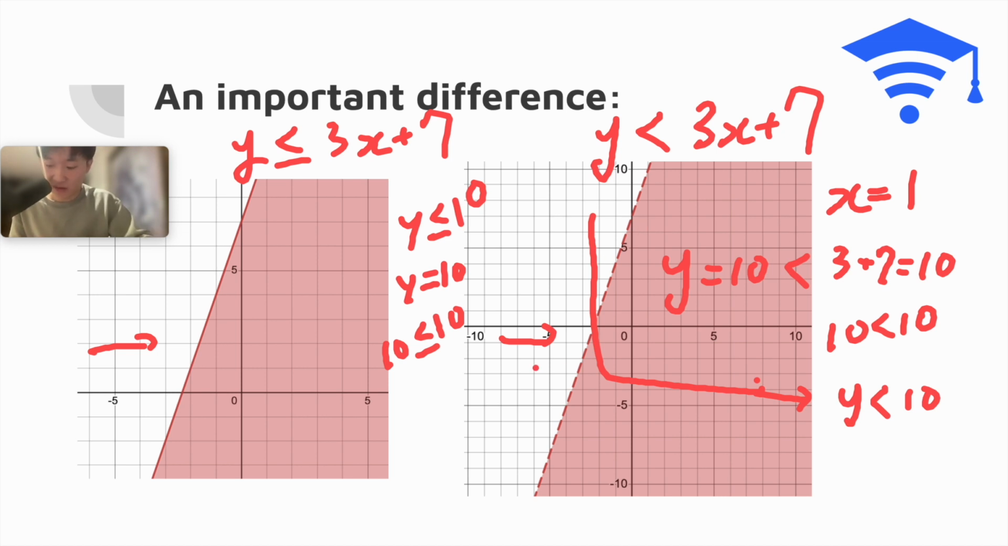So that sums up everything you need to know for linear inequalities and equations. Make sure you look at the textbook and do some practice problems.